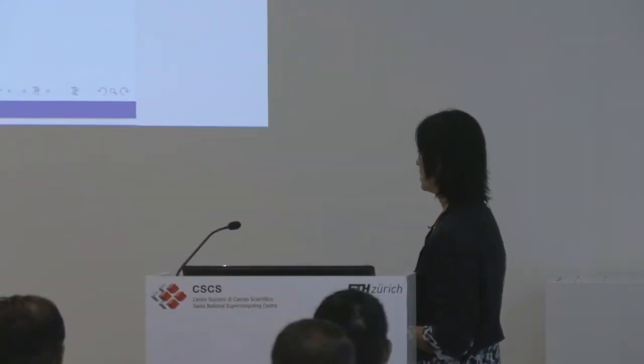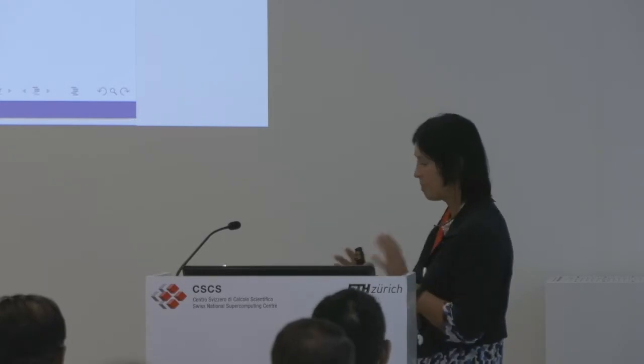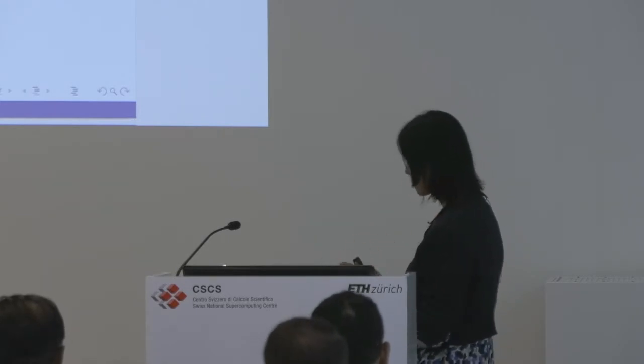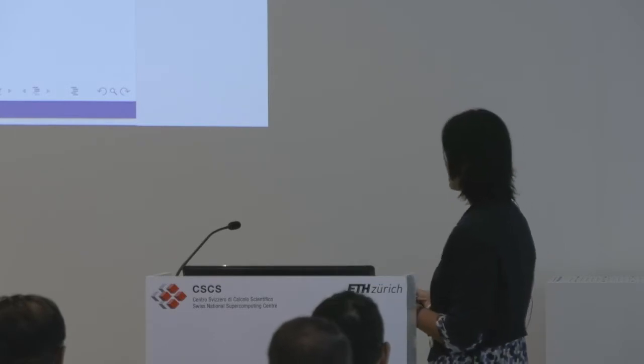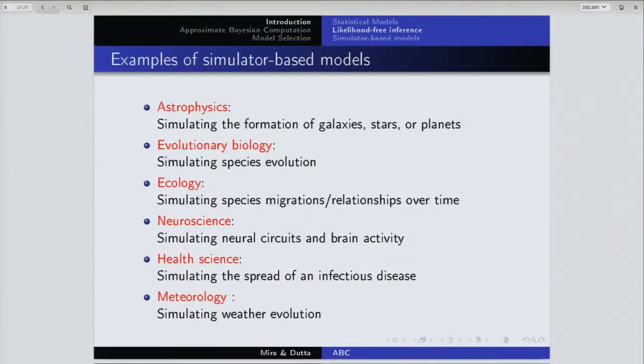Similarly, in ecology, ecologists know the microscopic rules that govern the migration or the relationships of different species over time. But those mechanisms interact with themselves in a complex way that domain experts, biologists, ecologists, astrophysicists, or neuroscientists know and understand very well using their domain expertise. But if we ask them to write down a model explicitly, that's very, very complex.